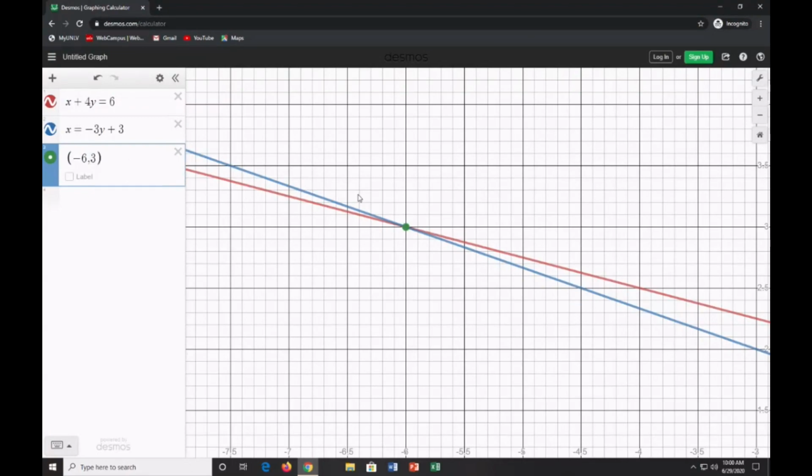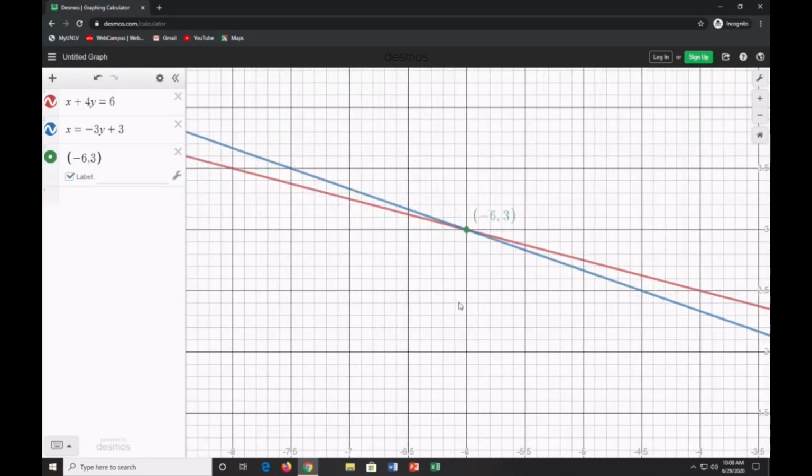And look at the green dot. It snapped to it. Okay? So we found that point of intersection for those two lines. I just wanted to show you this before we go back to the dock camera.